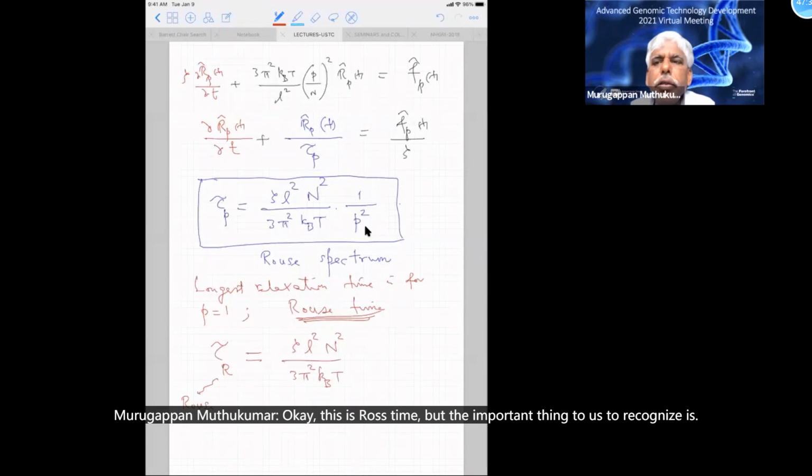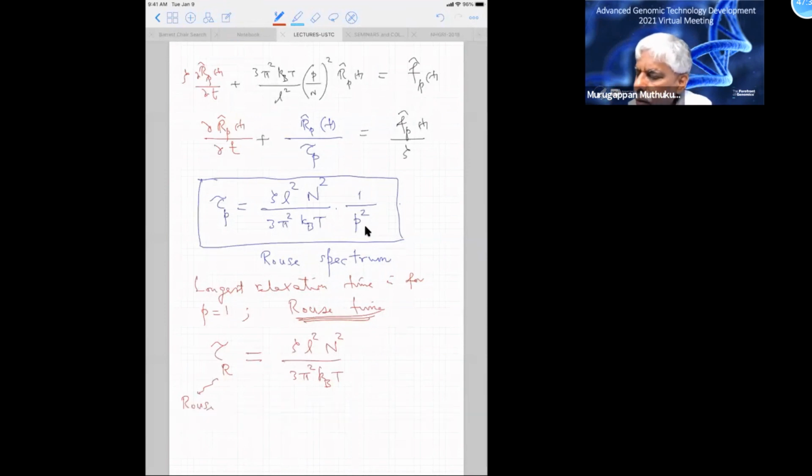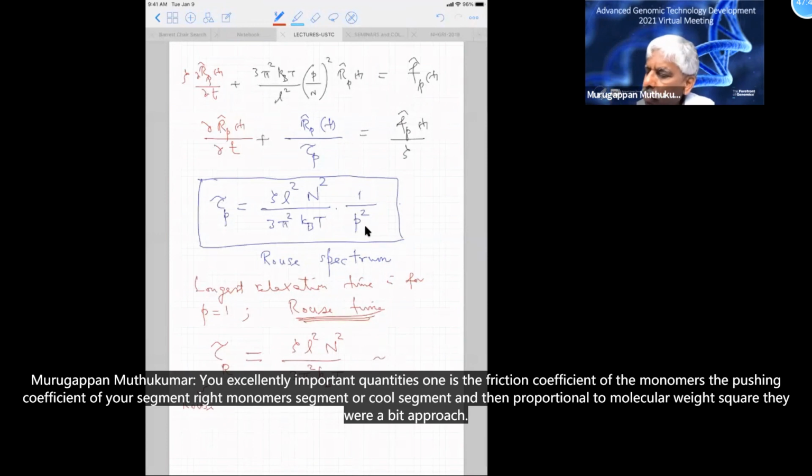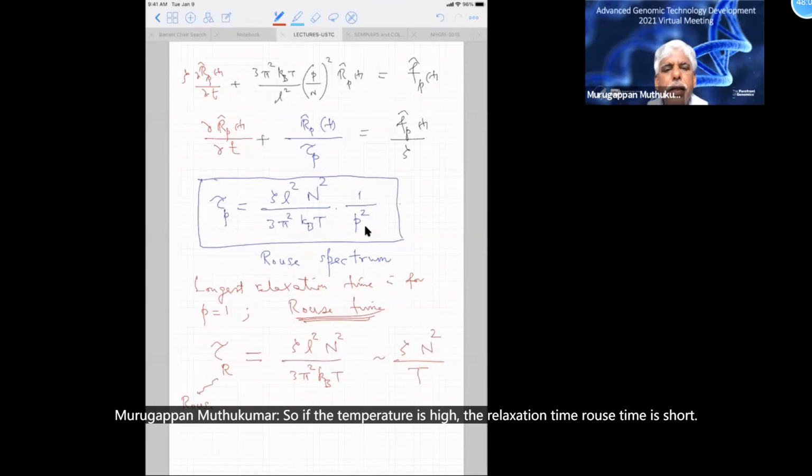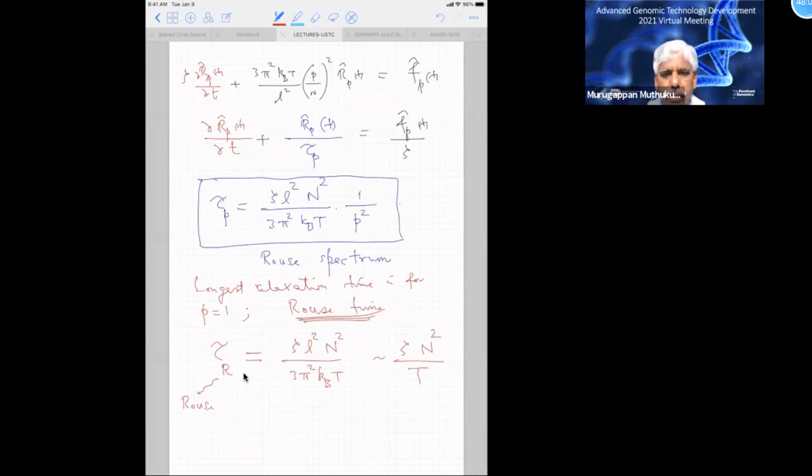But the important thing you should recognize is it depends on three experimentally important quantities. One is the friction coefficient of the monomer, the friction coefficient of your segment, the monomer segment or Kuhn segment. And then it is proportional to molecular weight squared divided by temperature. So if the temperature is high, the relaxation time, the Rouse time, is short.